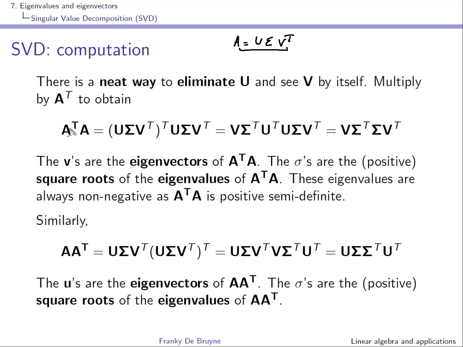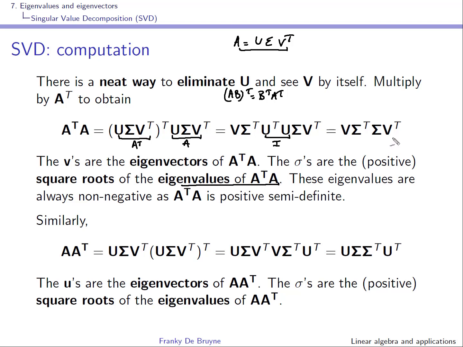So if you compute A transpose A, you have A over here, and you have A transpose. You remember that (AB) transpose is B transpose A transpose, so you can rewrite this to this thing over here, and this is indeed an identity matrix. So if you compute A transpose A and you do an eigenvalue eigenvector decomposition, then the sigmas are the positive square roots of the eigenvalues of A transpose A.